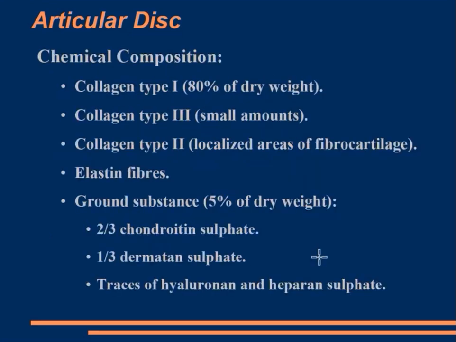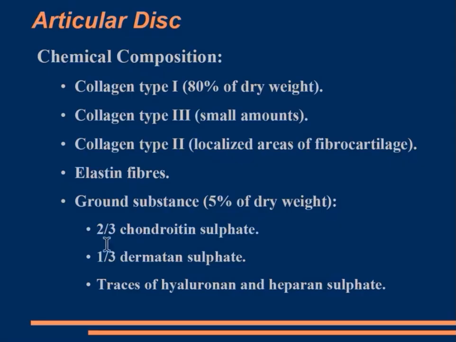As for chemical composition, the articular disc is normally 80% water, and the other components are fibrous. The fibrous part is 80% collagen type 1. Although we can see traces of other types of collagen, we can also see small quantities of elastin fibers. We see variation in the amounts in the disc, in the anterior, posterior, or middle bands.